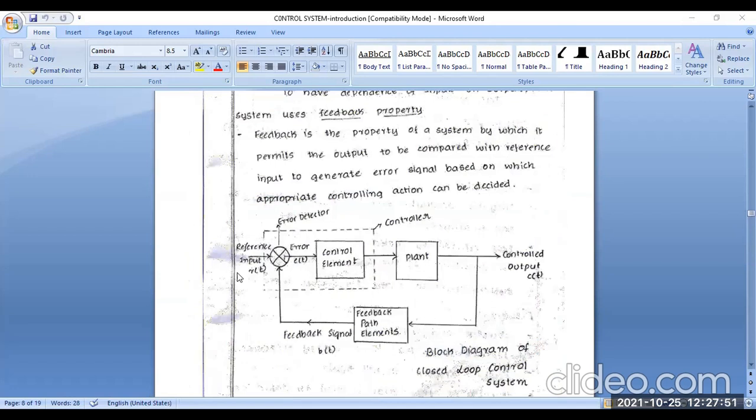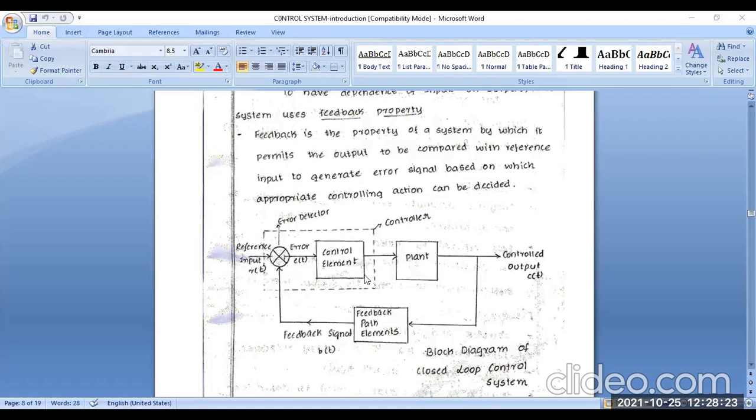Okay, so you select the reference input from here, and this reference input we denote here as r(t) with respect to time. This reference input is given to the selected set point. This is called the set point or reference point. Sometimes it is also called the error detector. And this set point gives the signals to the control element, that is the controller. This is called the controller action. So here you can see this is the controller part.